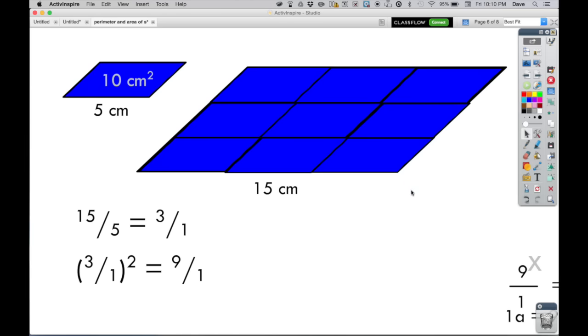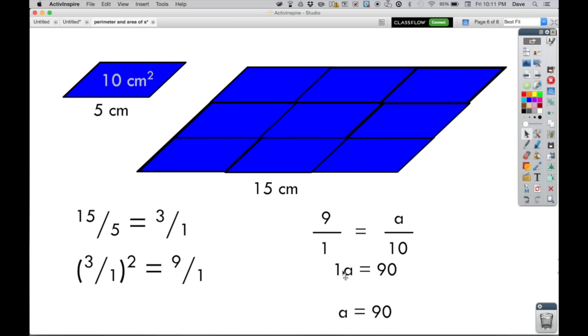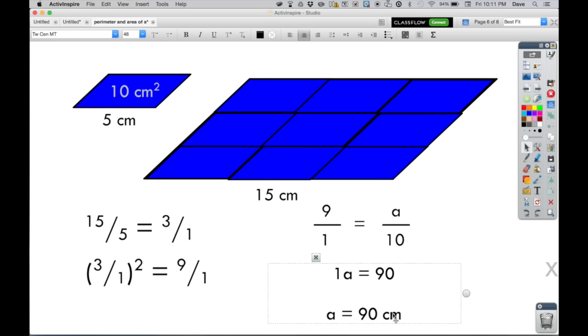Okay, so now I can say I have the ratio between the areas, which is 9 to 1, and this is our area. Let's call it A for area. So there we go. The 9 to 1 ratio between their areas is the same as the missing area, A, over 10. So 9 over 1 is equal to A over 10, and if we solve that, we cross multiply. 1 times A is 1A, 9 times 10 is 90, get rid of the 1. So the area of this one is 90 centimeters squared. We should probably label this centimeters squared.